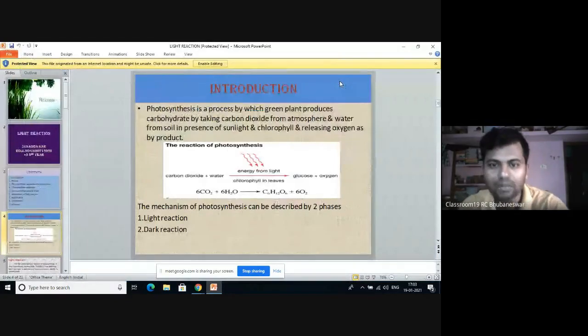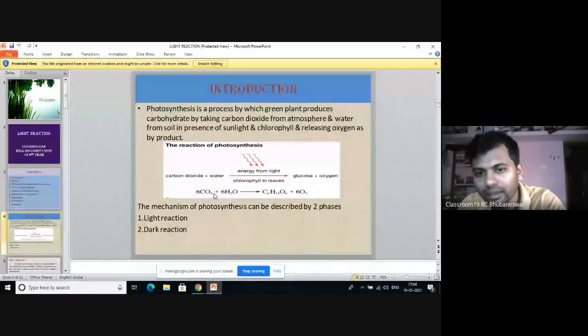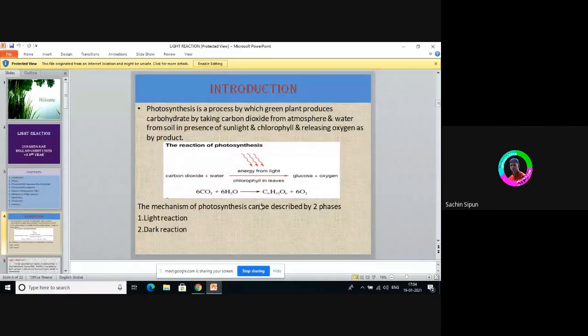Photosynthesis is a process by which a plant prepares its own food material by getting carbon dioxide from the atmosphere and water from the soil, in the presence of sunlight and chlorophyll. The plant takes carbon dioxide from the atmosphere, water from soil, and uses the energy of sunlight, and in the presence of chlorophyll it synthesizes carbohydrate. This is known as photosynthesis.